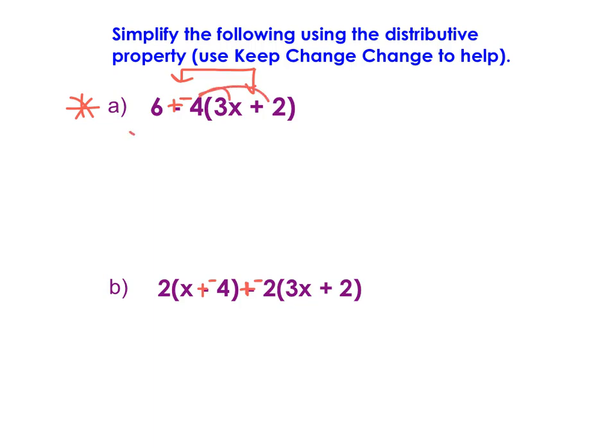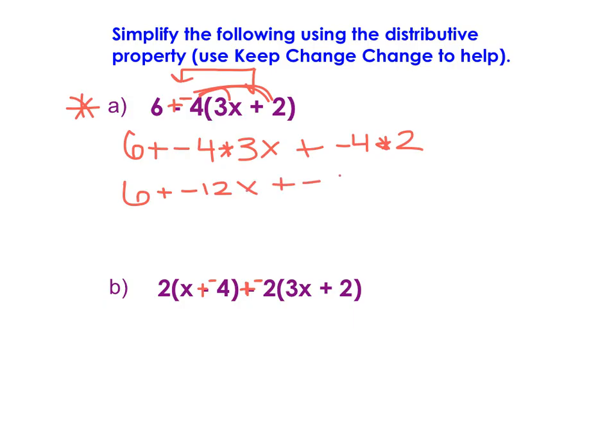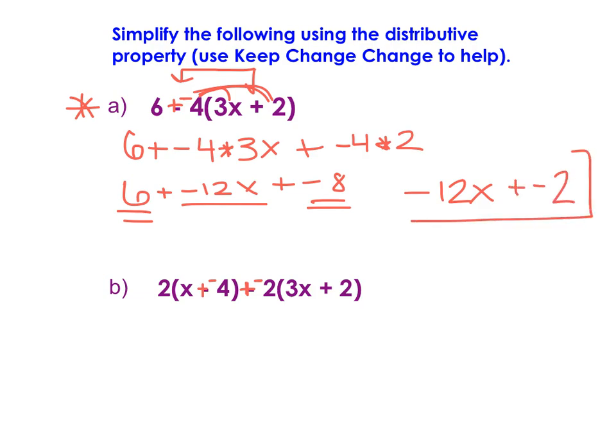So here we distribute, so we leave that 6 out in front, and we have 6 plus -4 times 3x plus that -4 times 2. So then we have 6 plus -12x plus -8. And now we look for like terms. We see that -12x, but it doesn't have any like terms to combine with it. But if we look at the constants, we have 6 plus -8, which add together to be -2.